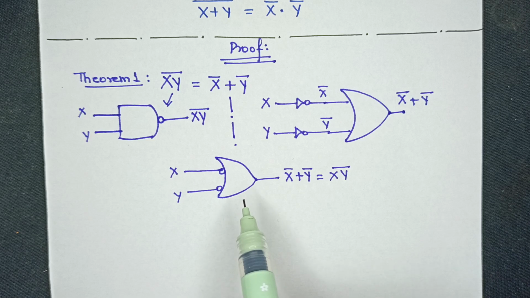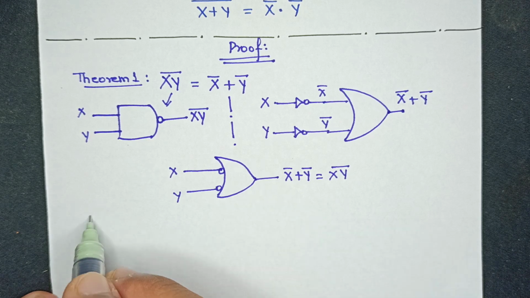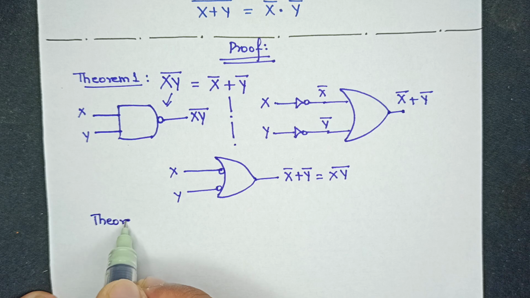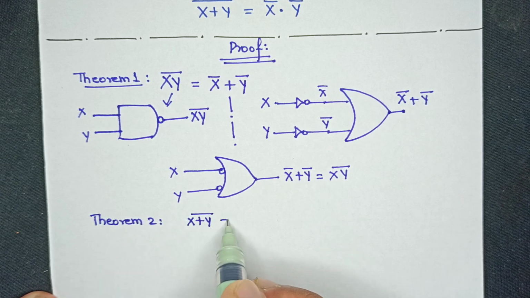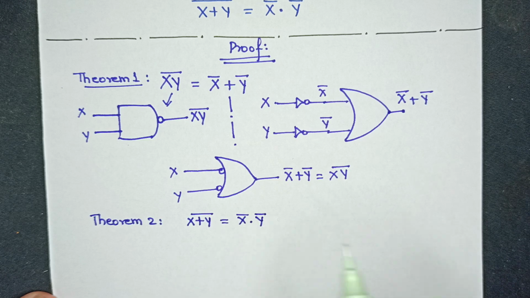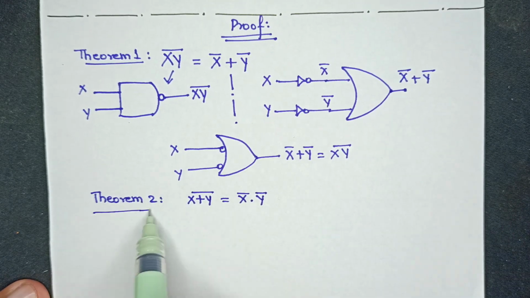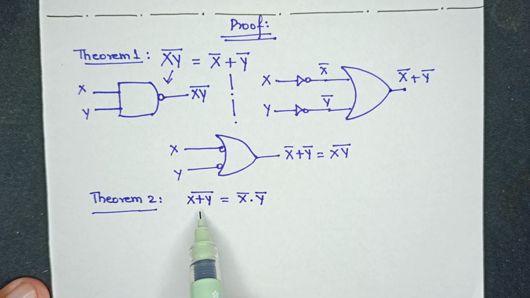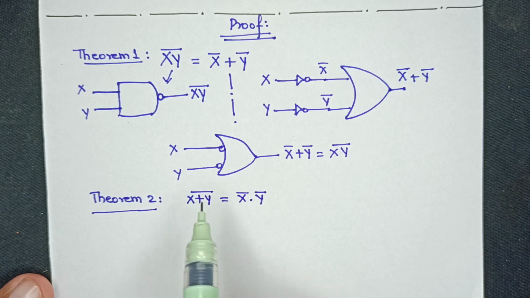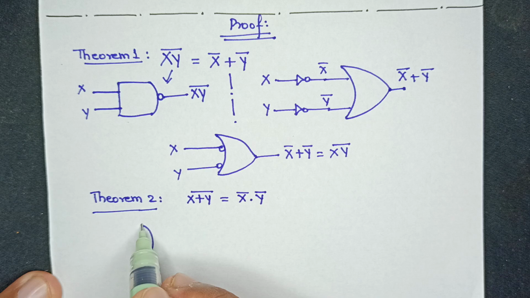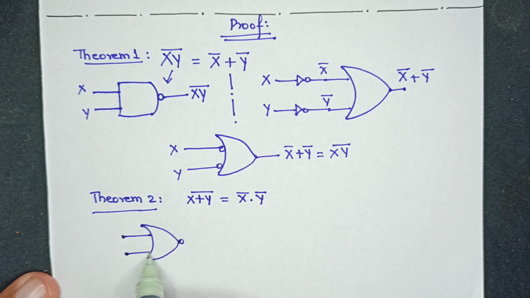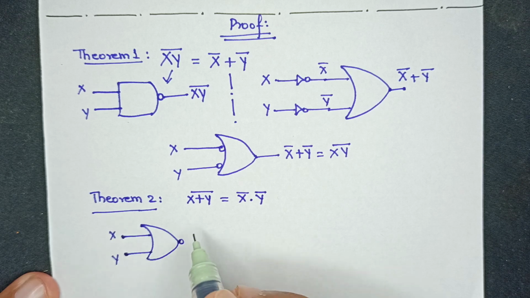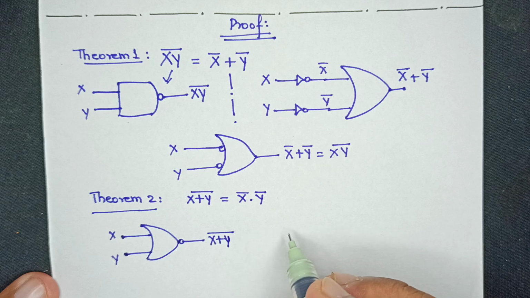Now in the second case, what is to be proved as a part of the second theorem is that (x plus y) bar is equal to x bar dot y bar. As far as this theorem is concerned, you can see that on this side we first need (x plus y) whole bar. So technically what we are looking for is a NOR gate. So let us draw a NOR gate, give it inputs x and y, and the output that we will get is (x plus y) whole bar.